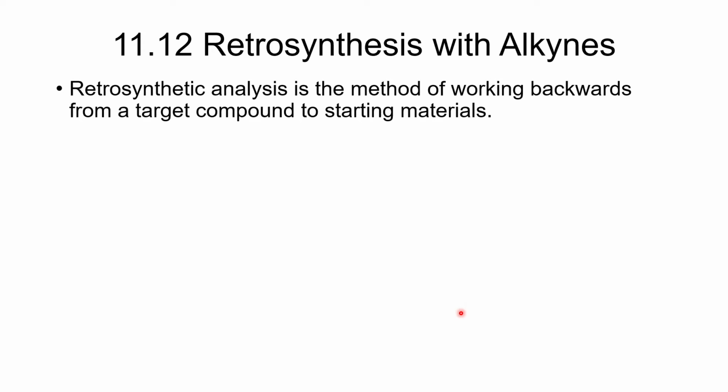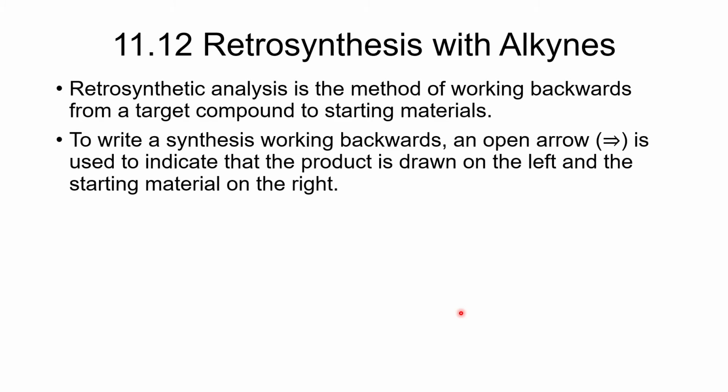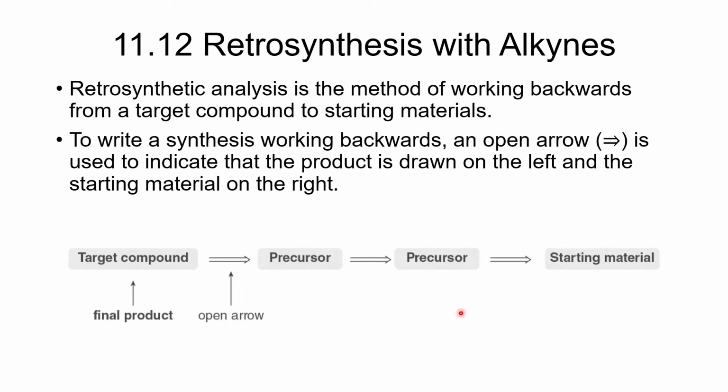So finally, we want to look at a process that we call retrosynthesis. We talked a little bit about retrosynthesis in our last chapter with alkenes, but now we want to look at it with alkynes. And so when we do a retrosynthetic analysis, we want to look at it both forwards and backwards. So I'm going to show you something, a new kind of arrow that I haven't shown you before.